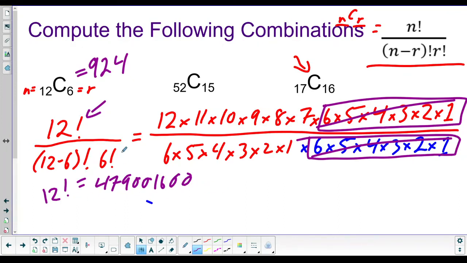And then you can figure out what 6 factorial is. 6 factorial is hidden in my calculator for some reason. That's 720. Oh, and then we have another one, so times another 720, right? So you could times that again. And then you could just take this number and divide by this number. It'll give you 924.